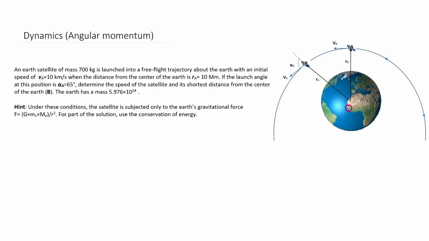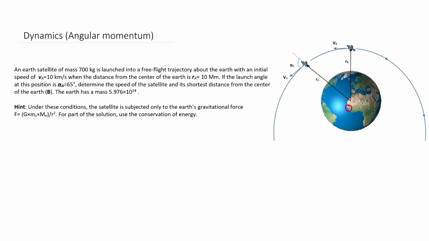An Earth satellite of mass 700 kg is launched into a free flight trajectory about the Earth with an initial speed of VA equals 10 km per second when the distance from the center of the Earth is 10 million meters, and we call that point A. Now the question is, if the launch angle at this position is 65 degrees, determine the speed of the satellite and its shortest distance from the center of the Earth at point B.